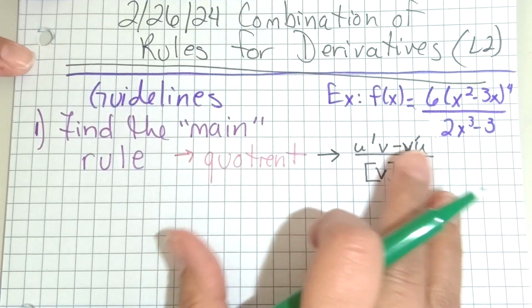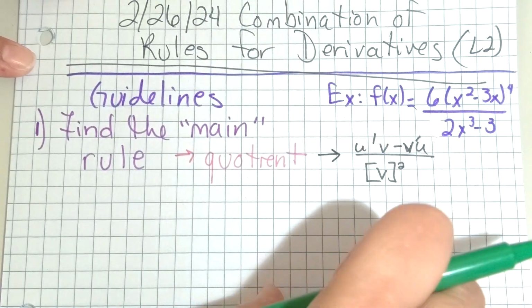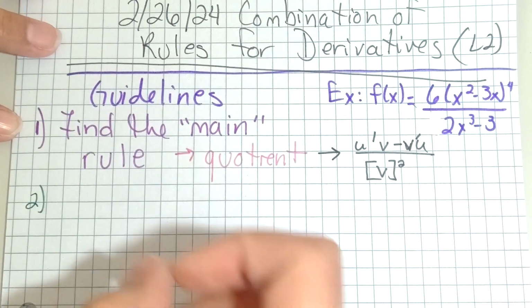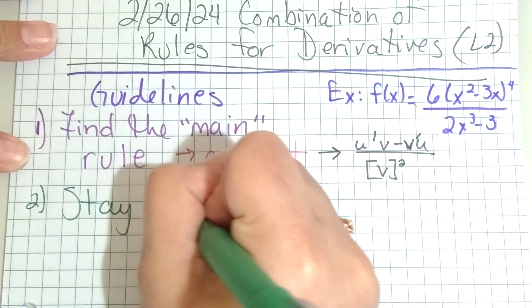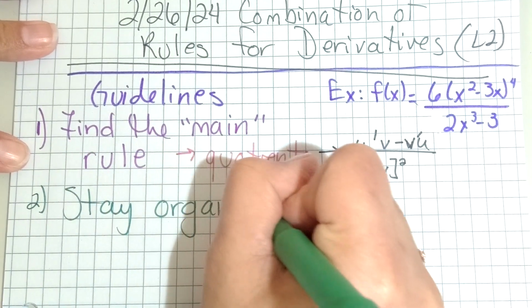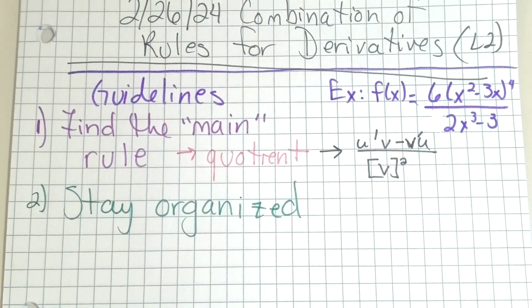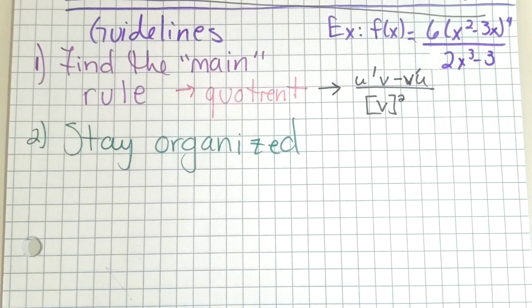Are there any questions now? Do you understand now that this is quotient and not product because there aren't two things being multiplied together? Okay. All right. The second guideline is to make sure that you're staying organized. Because you're going to have a lot of other rules, especially when it gets to level 4, that you're going to need to use. So you want to stay organized.